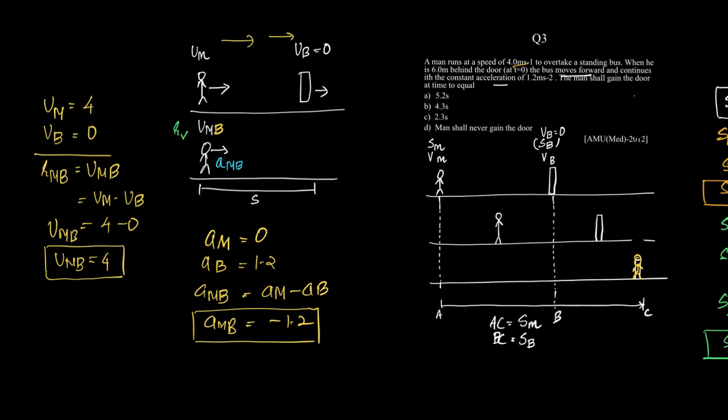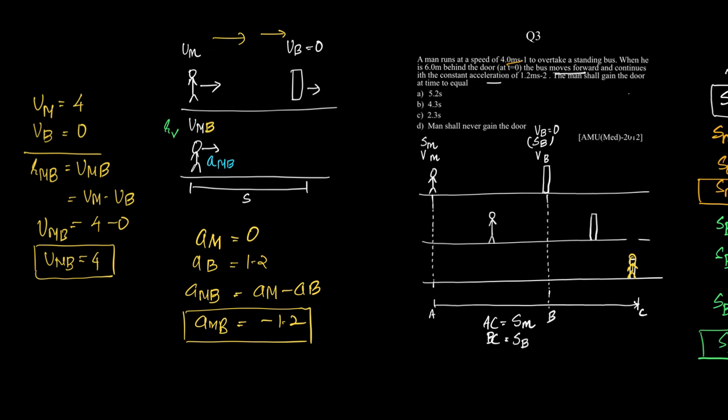Now the equations of motion apply to the object moving with relative velocity. What would that be equal to? S is equal to ut plus half at square, but instead of s, what do we consider here? S, relative displacement, remains the same, which is u_mb into t plus half a_mb into t square.